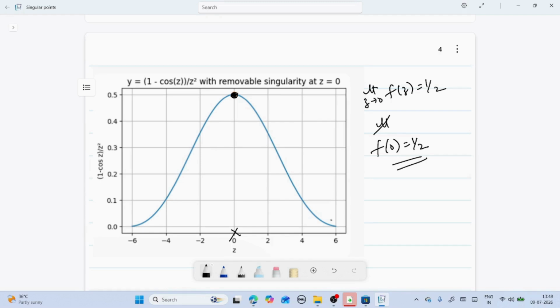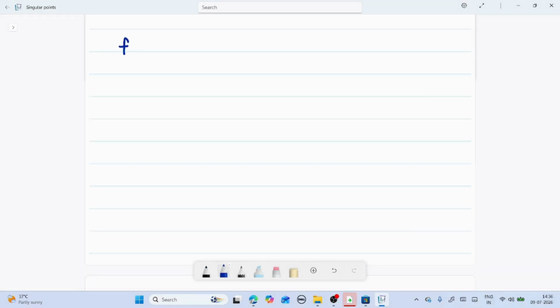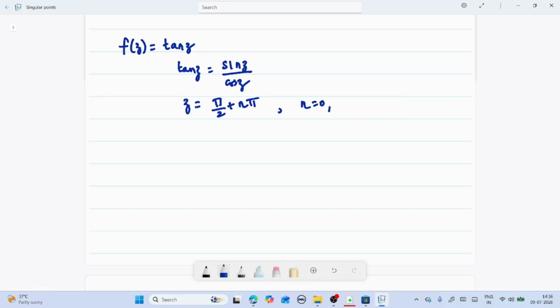Okay. So next example, let f of z is equal to tan z. We have discussed this earlier. Tan z is nothing but sine z by cos z. And the isolated singular points of this function f of z is equal to tan z is nothing but z is equal to pi by 2 plus n pi, taking the values 0, plus or minus 1, plus or minus 2, and it goes on.